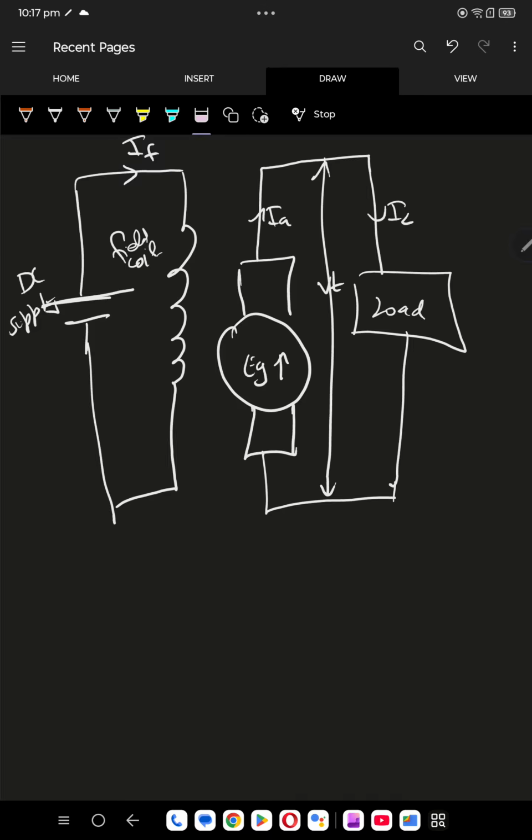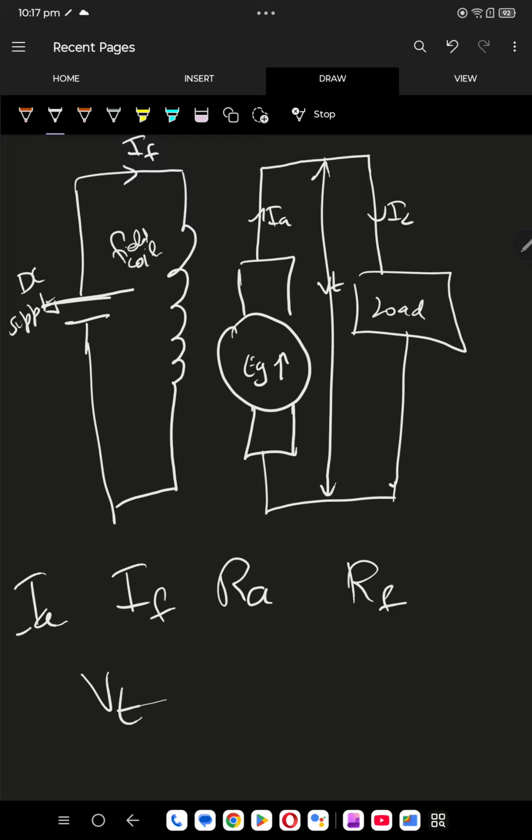Sorry, let me write the parameters, I am only getting confused. IA armature current, IF field coil current, RA armature resistance, RF field coil resistance, VT terminal voltage, IL load current, then anything else? EG generated EMF across armature. That's it.